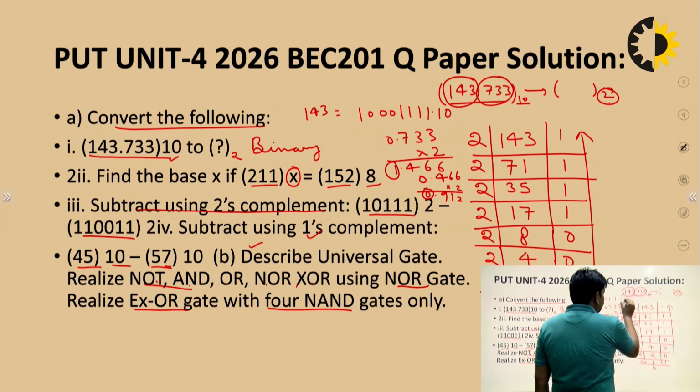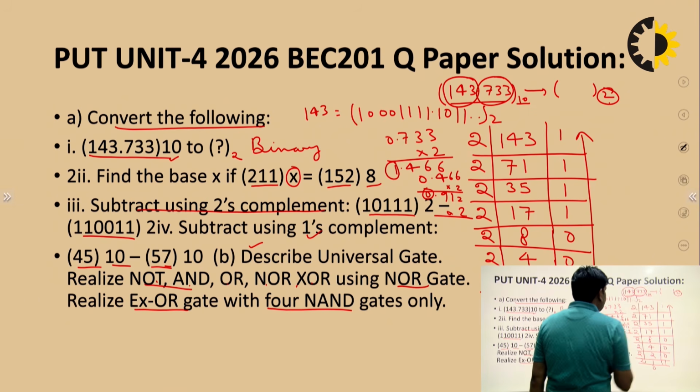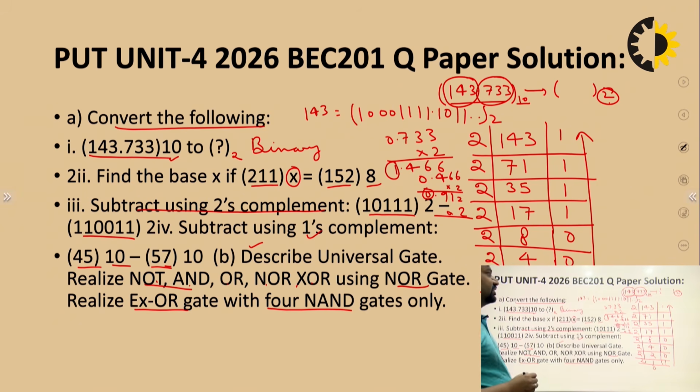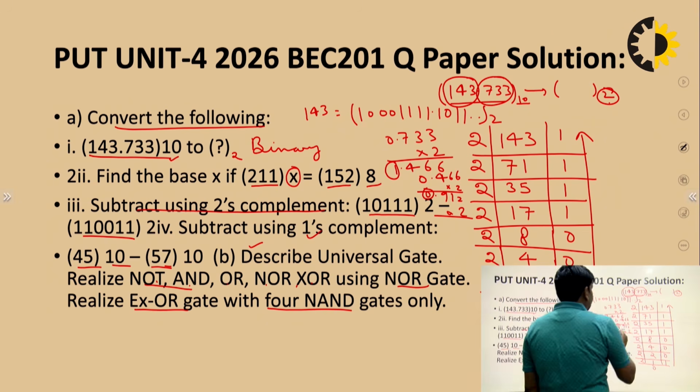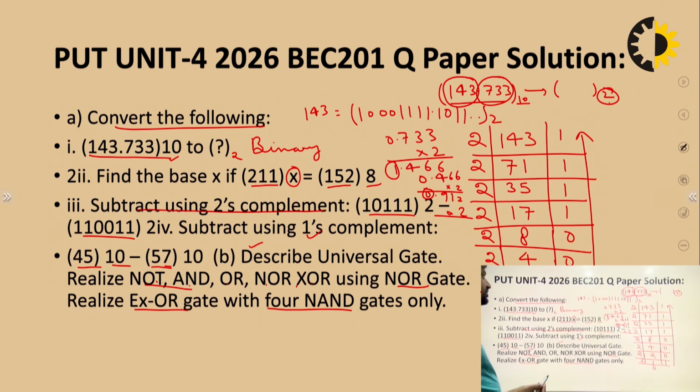The integer value is 0, so we multiplied it, so the value is 1, then the value is 1, so we conclude this. This number is represented by a binary number. This 143.733 is represented as 10001111.1011. So a very easy question which has been asked.